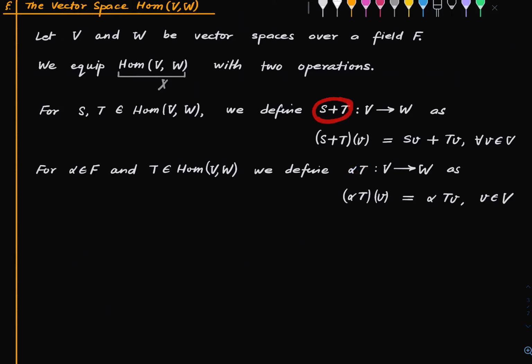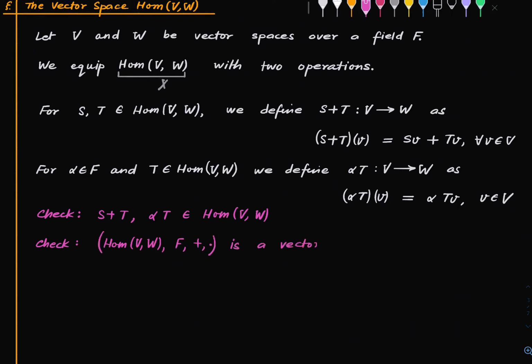So one can check that S plus T is a linear map and alpha T is a linear map. So check S plus T and alpha T are both linear maps from V to W, and further check that this set is a vector space over F under the operations just discussed. So here the plus, of course, picks two things and adds them in this way, and by dot we mean the scaling as defined here. We haven't used the dot here, but it is understood. Okay, so this is how we endow this with a vector space structure.